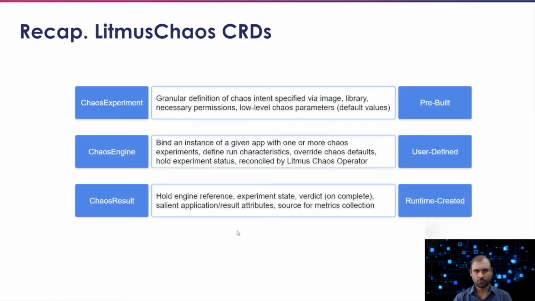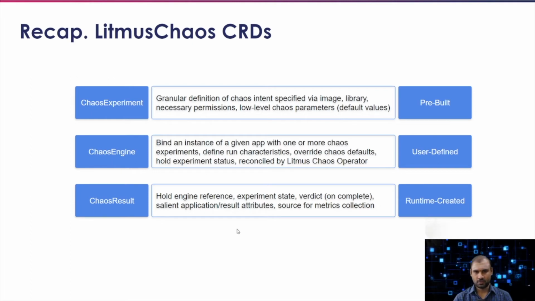So by now, you're already aware that the chaos experiment, the chaos engine, and the chaos result are the primary custom resources in Litmus. There's also the chaos schedule, which you were introduced to earlier. We'll talk about the chaos schedule in another episode. For now, let's focus on the chaos experiment, the engine, and the result.